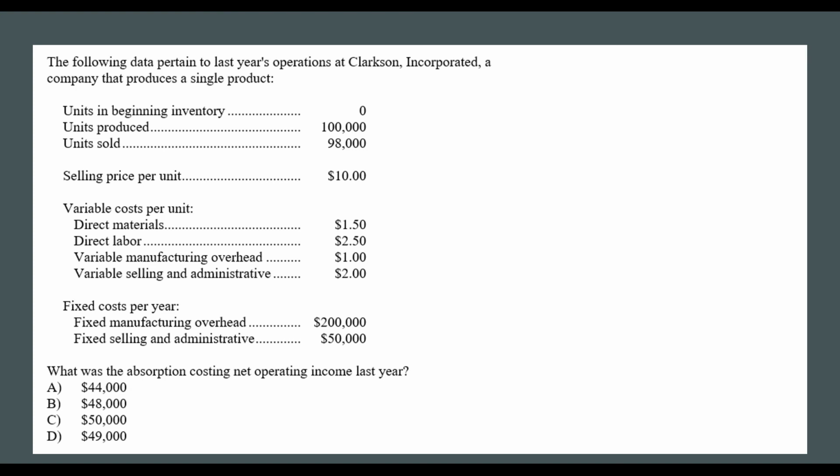Question here is, what was the absorption costing net operating income last year? Is it letter A, 44,000? Is it letter B, 48,000? Is it letter C, 50,000? Or is it letter D, $49,000?